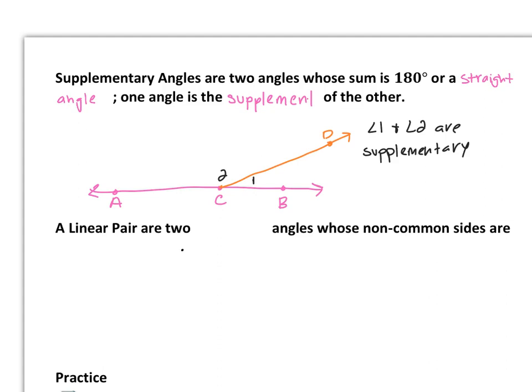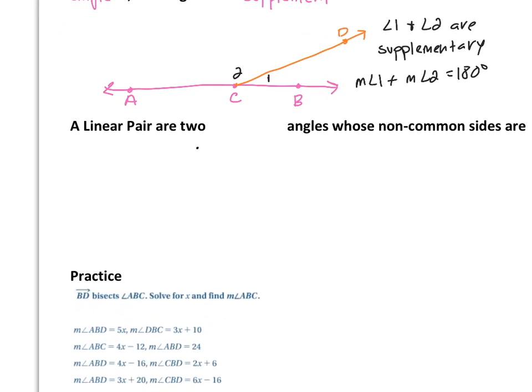And the measure of angle 1 plus the measure of angle 2 equals 180 degrees. Okay, so that's what it means for those to be supplementary there. A linear pair are two adjacent, just two angles next to each other, whose non-common sides are opposite rays. Okay, so that is essentially what we have up here in our picture up above.